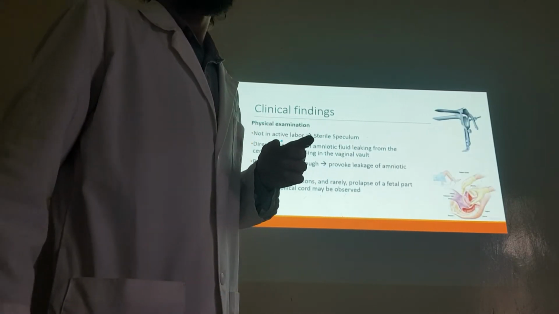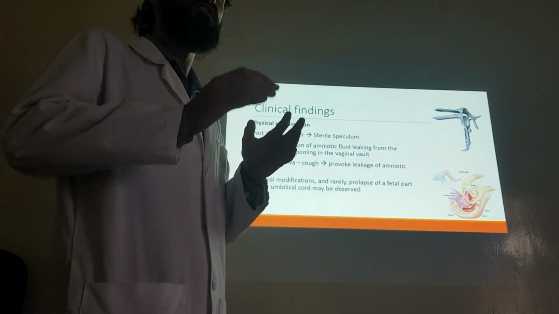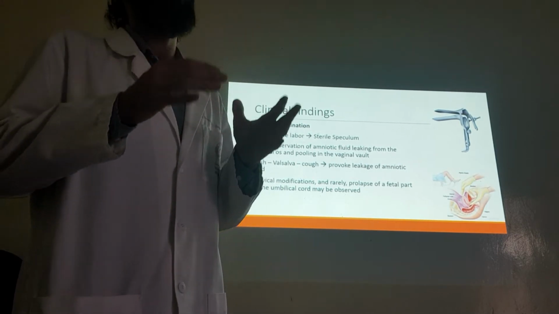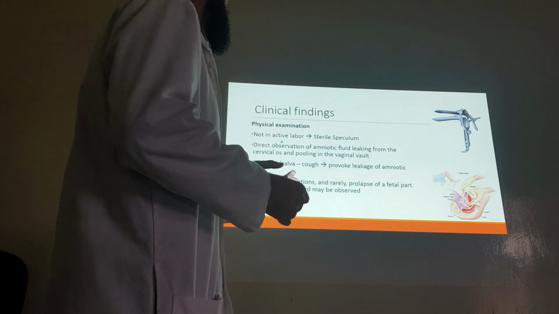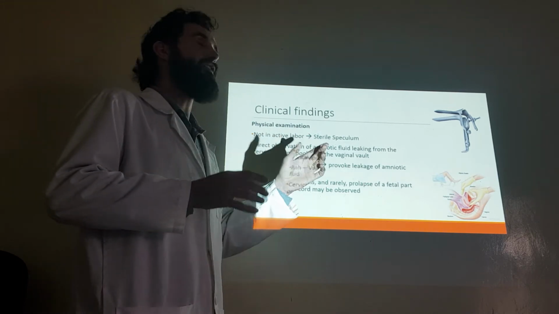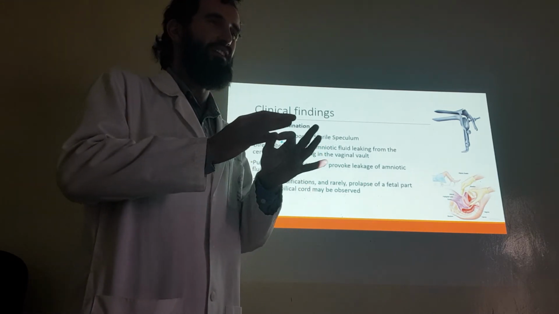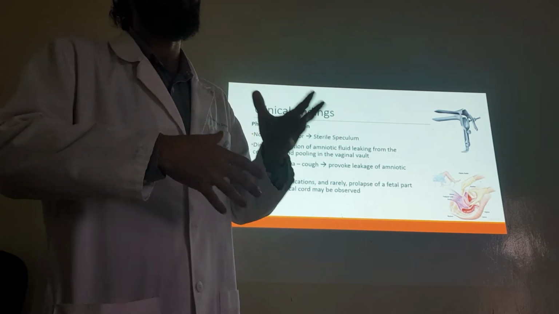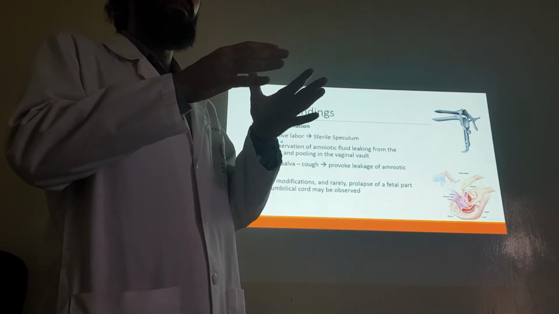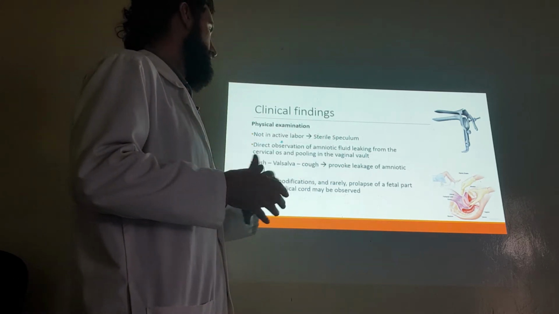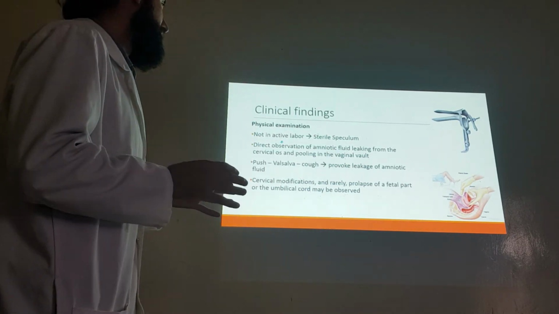Okay, what about the physical examination? The most important thing is that if the patient is not in pain and we don't suspect the active phase of labor, we have to do a sterile speculum examination. That's the most important thing, and the first thing. Well, after taking the vitals, etc., of course, but in the genital examination, we have to do a sterile speculum. Okay. What are we going to see?